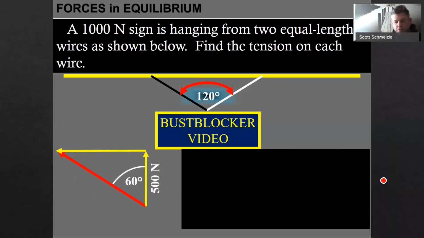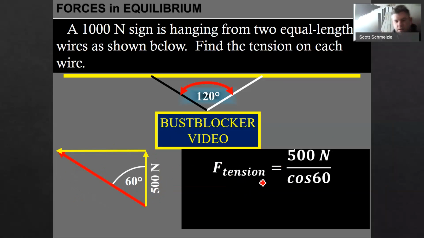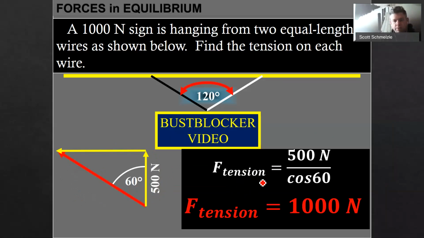So what I did there was I just multiplied each side by the force of tension, right? And then divided by the cosine of 60. Again, I can look at that and say this is over 1, cross multiply, divide, right? So 500 times 1 divided by cosine of 60. Well, the cosine of 60, if you plug that into a calculator, is going to be a half, right? So 500 divided by 0.5, we see our tension is 1,000 newtons on that wire.